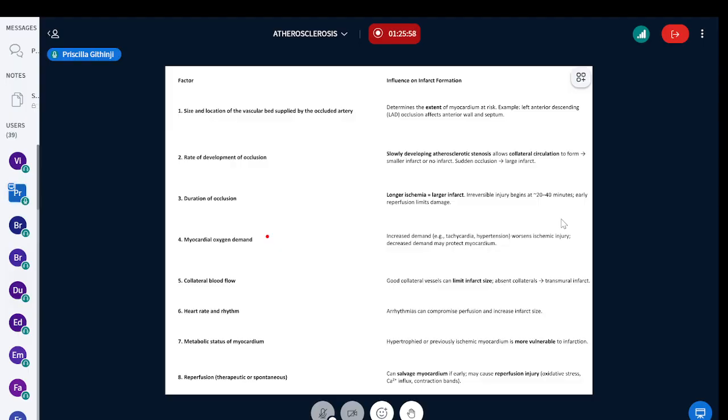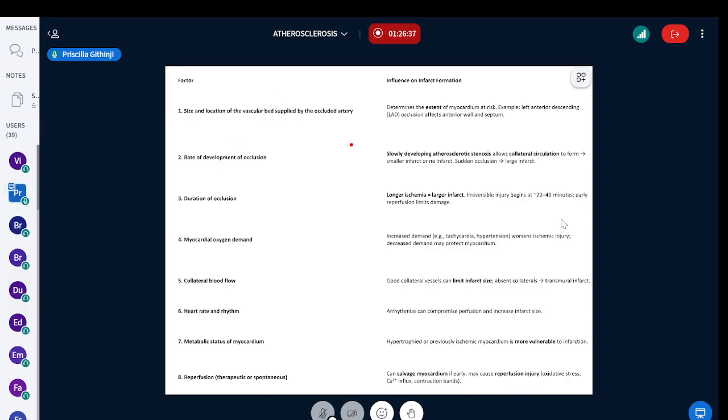This table is packed, but it just summarizes what I was talking about, the factors that will influence infarct formation. So we've said the size and location of the vascular bed supplied by the occluded artery. For example, if you have occlusion of the left anterior descending, and where in the left anterior descending are you occluding? Then you will affect the left ventricle, you'll affect the septum. So the size and location of the vascular bed is very important.